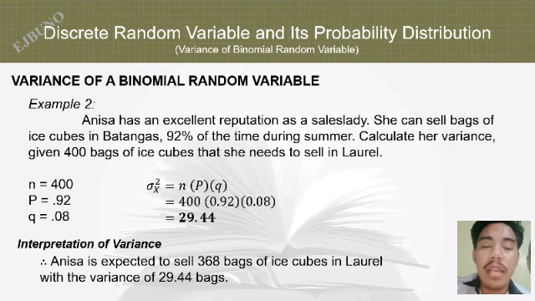Then, our formula for variance: variance is equal to n times p times q. So we have 400 times 0.92 times 0.08, which is equal to 29.44. For the interpretation of our variance, therefore, Anissa is expected to sell 368 bags of ice cubes in Laurel with a variance of 29.44 bags.